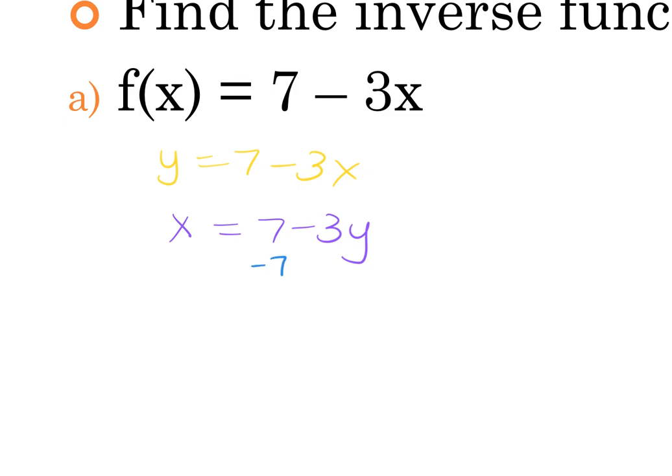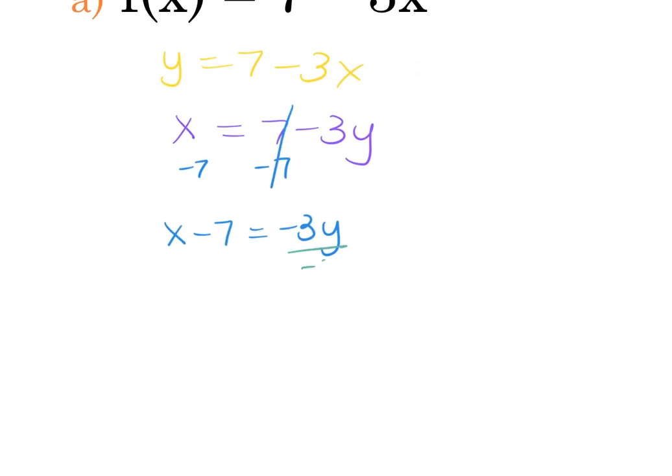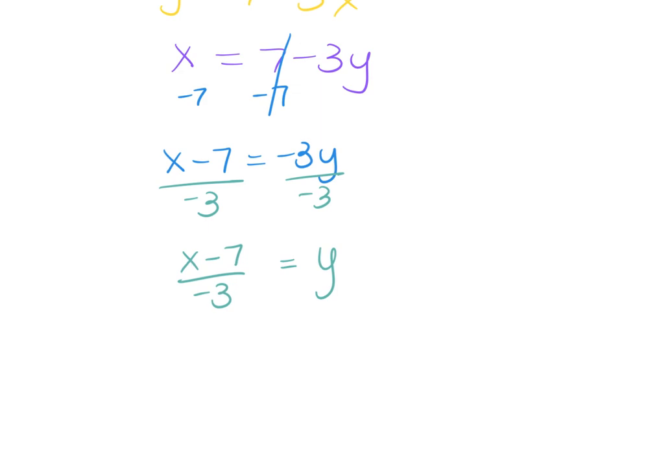So I can subtract the 7 from both sides. I get x minus 7 equals negative 3y. And then I still need that y by itself, so I'm going to divide both sides by negative 3. And I get y equals x minus 7 over negative 3. And our last step, you have to change the y back to the f negative 1 of x.